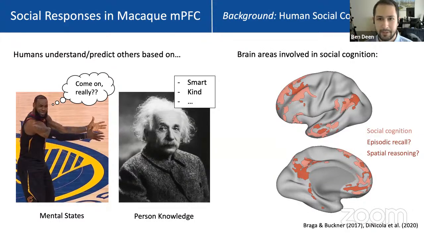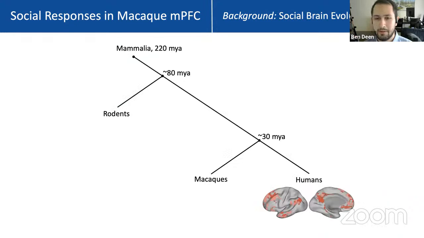So in humans, based on functional connectivity and task data, you can find multiple interdigitated subnetworks of the DMN, one of which is involved in social cognition, the other which has been argued to be specialized for episodic recall, and by others to be specialized for spatial reasoning or navigation. So in this talk, I'd like to discuss the evolution of this specialized system for social cognition in humans.